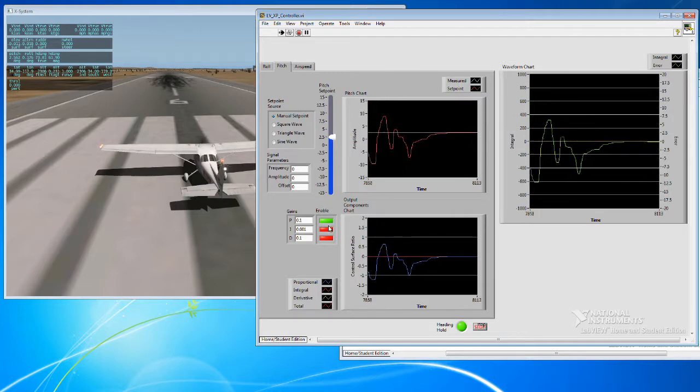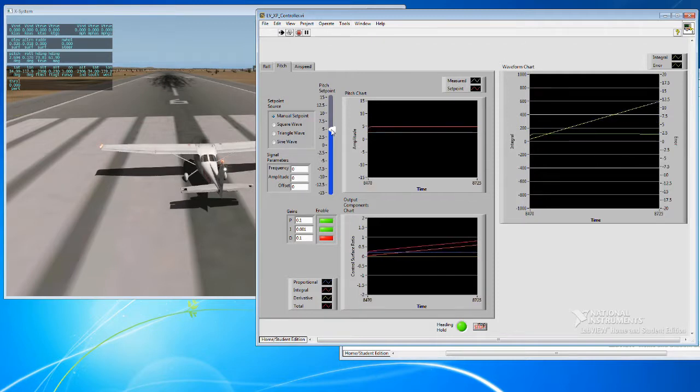What we should see now though is that when we enable the integral, if we were to go up to 5 degrees, we'll see it go up at a certain rate, and that's good.